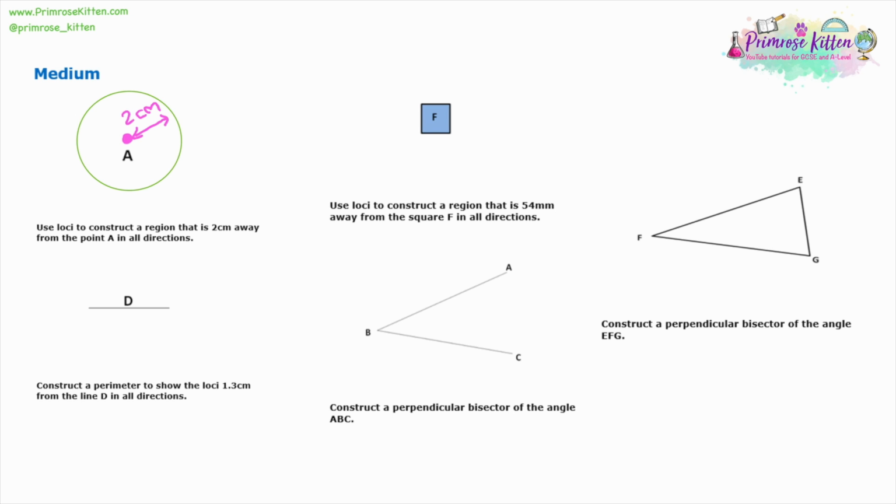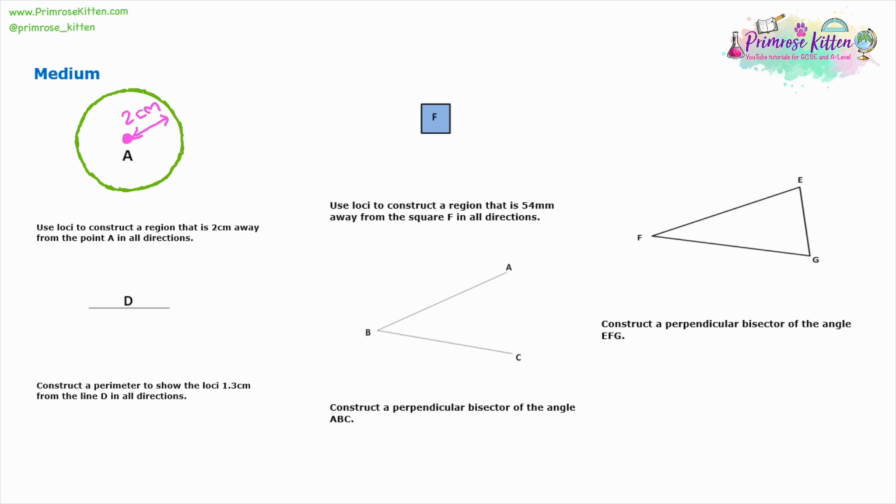When it says construct a region, what that means is that everything that's 2 centimeters away from the point is everything that's exactly on that circle. So our region is everything that's dead on the line of that circle. Sometimes you have to shade inside and sometimes you'll be asked to shade outside of it. But in this case, it's just exactly on the circle.